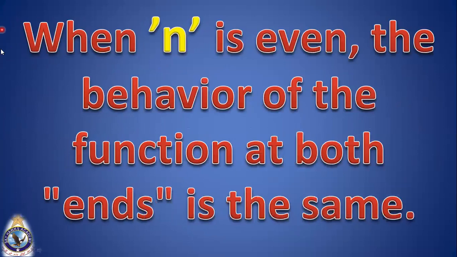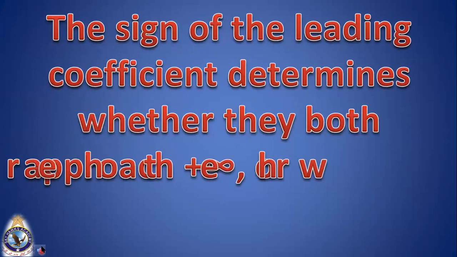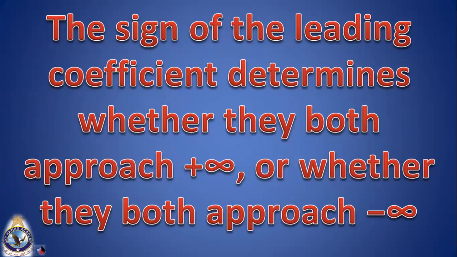So I would like to hear you. Please read this one. When n is even, the behavior of the function at both ends is the same. Okay, the same. How will it be the same? The sign of the leading coefficient determines whether they both approach positive infinity or whether they both approach negative infinity. The sign of the leading coefficient, that is a, in a x square. So a is the leading coefficient.